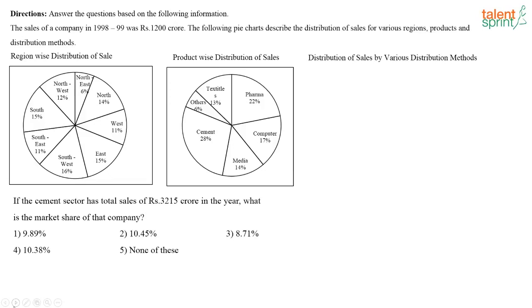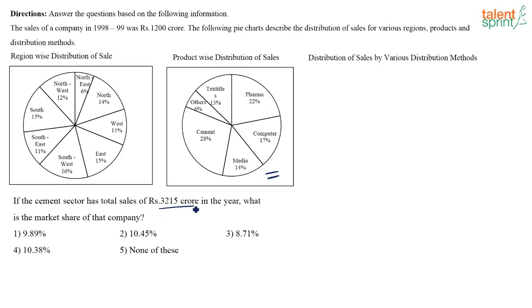Now, let us look at this. What does the first question say? If the cement sector has total sales of rupees 3215 crore in the year, what is the market share of the company? So, try this and tell me what the answer will be. What are they saying? See, when you look at cement manufacture, the graphs given here are graphs of one particular company. Now what are they saying? They are saying in the question that the cement sector has total sales of 3215 crores in that year.